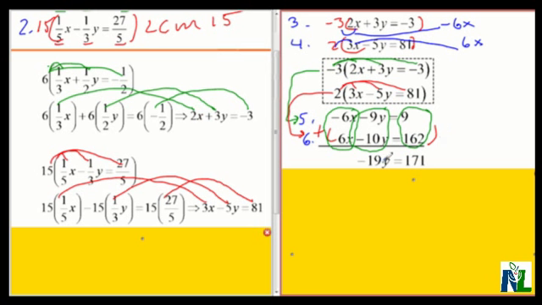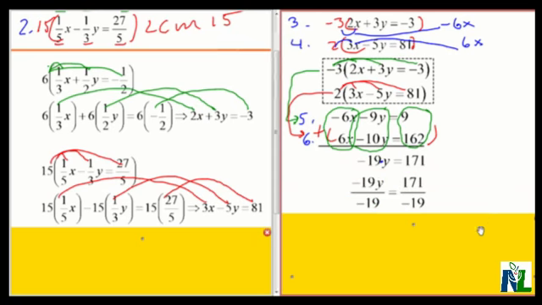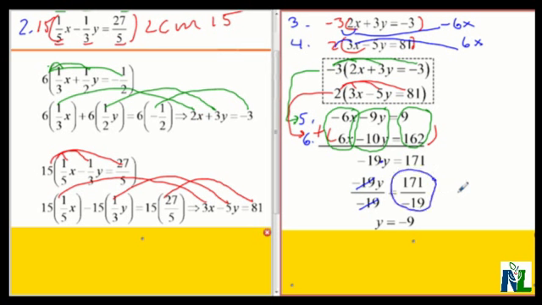Negative 19y means negative 19 times y. So to get y by itself on the left-hand side, I'm going to divide the left-hand side by negative 19. But because I divide the left-hand side by negative 19, I must also divide the right-hand side by negative 19. Negative 19 divided by negative 19 is 1, and 1 times y will be just y on the left-hand side. And 171 divided by negative 19 is negative 9. So I get y equals negative 9.